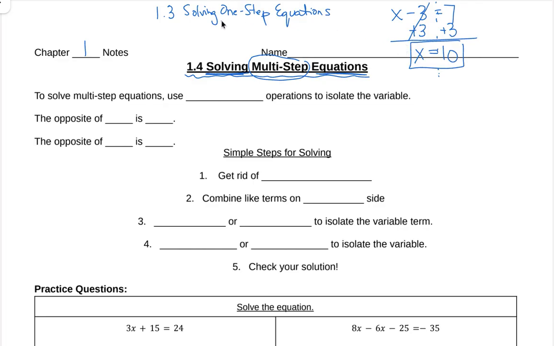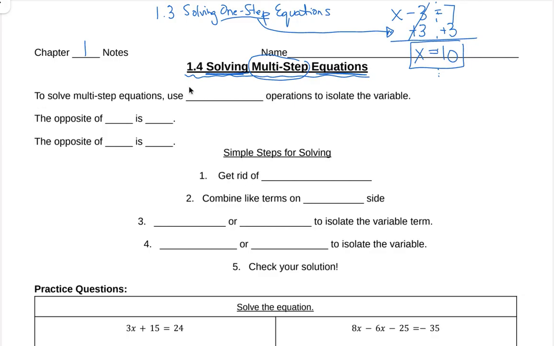Now, this idea of a one-step equation comes from the fact that we just had to do one thing. We just had to add 3 to both sides, and we were able to solve the equation, and we were done. Okay, so now we're going to move into more complex equations, which means we have more steps that we need to take to solve them. All the concepts from 1.3 still hold in terms of inverse operations, but now we just have to make sure that we're applying things in the correct order so that we can solve for the variable. So let's fill in these notes.